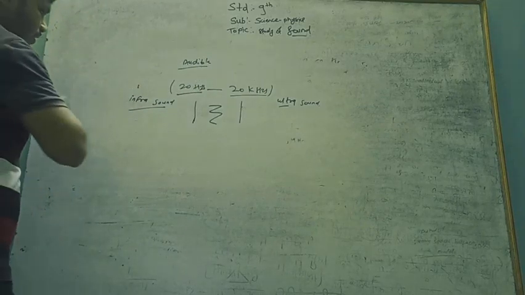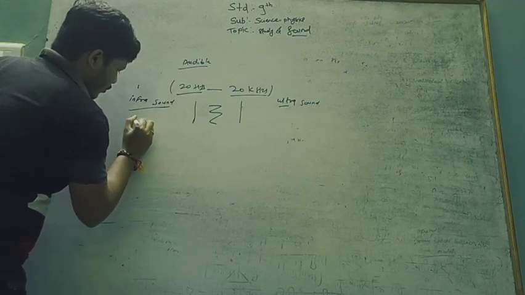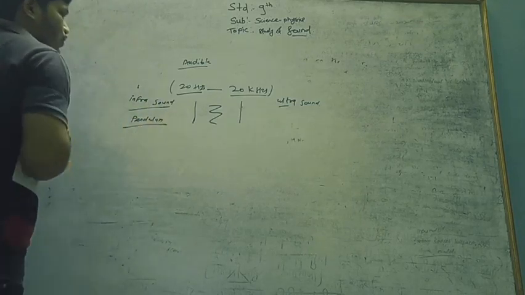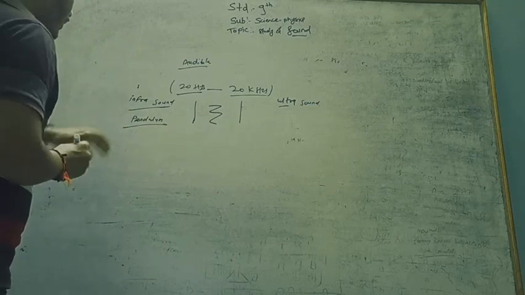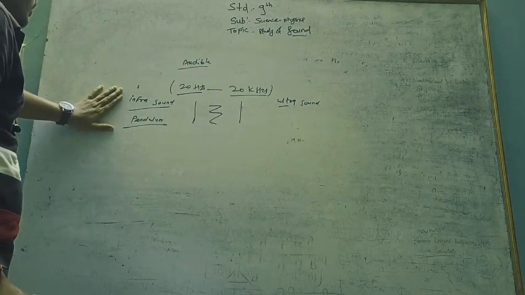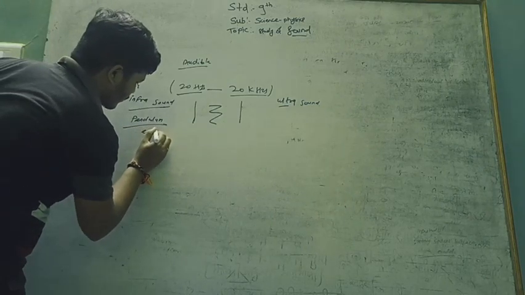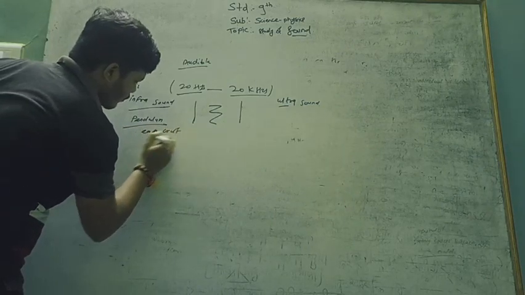So what is an example of infrasound, which is not audible to our ears? The example is the sound produced by the pendulum of a watch. The sound produced by the pendulum of the watch is infrasound. Also the sound made by the earth crust before an earthquake.